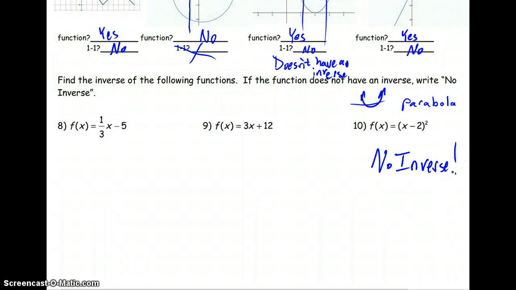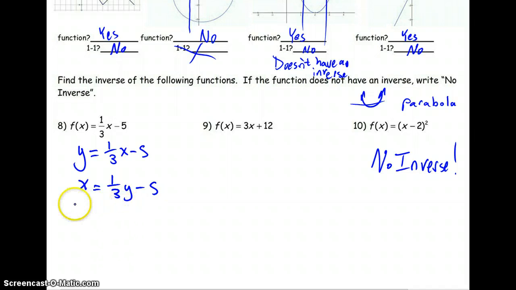Okay, let's quickly take a look at number 8, just getting some more practice. y would equal 1/3 x minus 5. This is a line. Every line will have an inverse. We're going to just have to switch x and y. x is equal to 1/3 y minus 5.